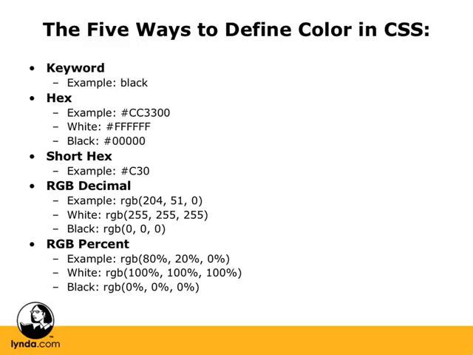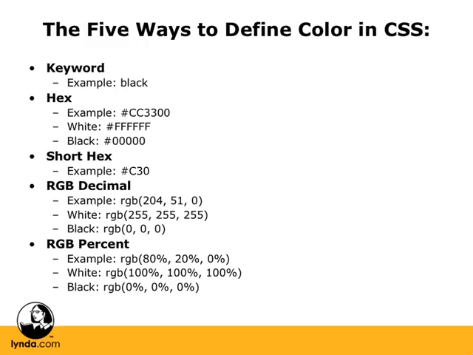CSS offers a short hexadecimal notation where if you have a value that consists of 3 repeating pairs, like CC3300, you can shorten it down to just C30. Now, if we had CA3701, there's no way to take that down to the short hexadecimal notation. Only if you have these explicit pairs, because when a browser sees C30, it says, oh, okay, I have to expand this to CC3300.